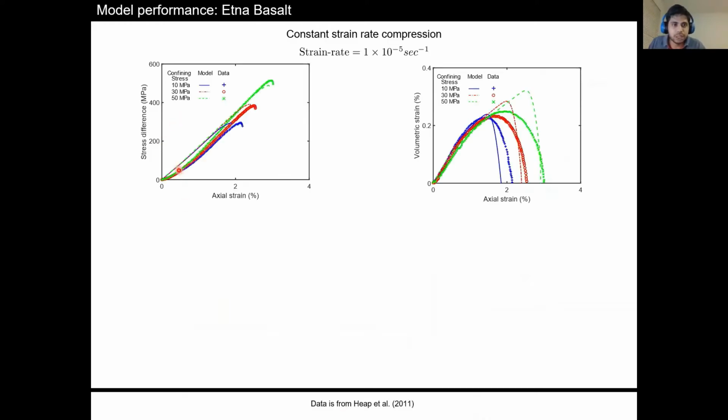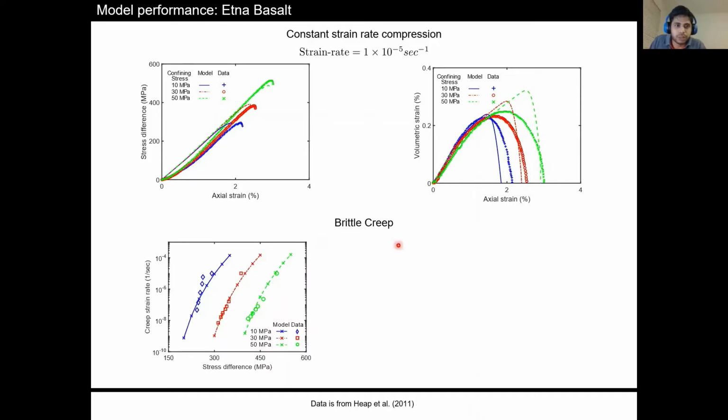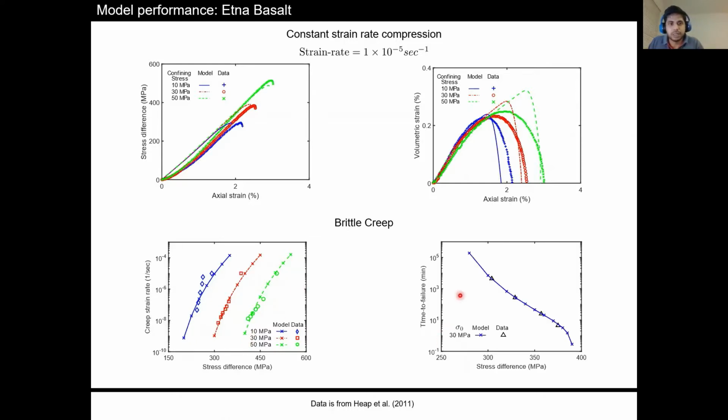Here, as you can see, the model does a decent job of simulating the triaxial compression response in constant strain rate tests at different confining stresses. Also, for the brittle creep test, we can see that the model does a good job of simulating the creep strain rate at various confining pressures and differential stresses. Similarly, the time to failure curve at a given confining stress is predicted pretty well for the Mount Etna basalt.